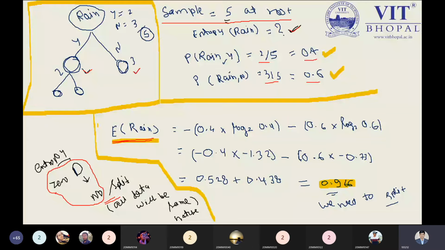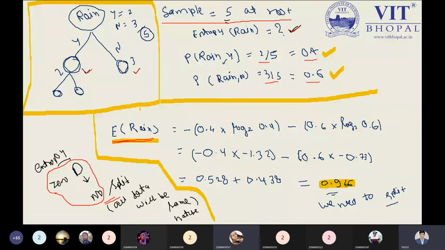Okay, but we have already split the data. So is it clear to all right now? So this is the entropy of the rain we are getting. So we got our answer. Is it clear to all right now? Are there any doubts so far? Yes, sir, it is clear. Okay.